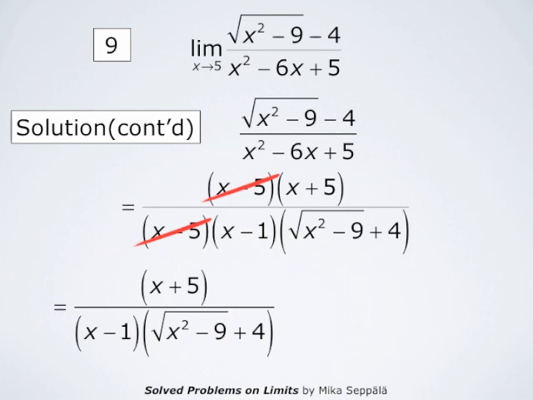If we substitute x equals 5, the numerator is 10, the denominator is 4 times (square root of 16 plus 4), which is 4 times (4 plus 4), which is just 32. So we get 10 divided by 32, which is 5 divided by 16. So the answer is that the limit as x approaches 5 of (square root of x squared minus 9 minus 4) divided by (x squared minus 6x plus 5) is just 5 over 16.